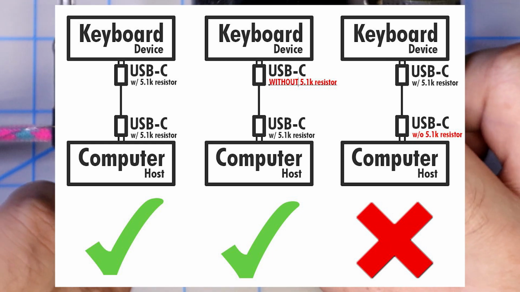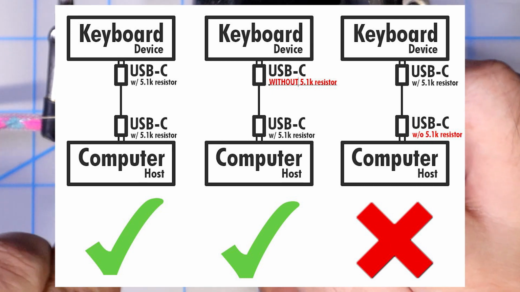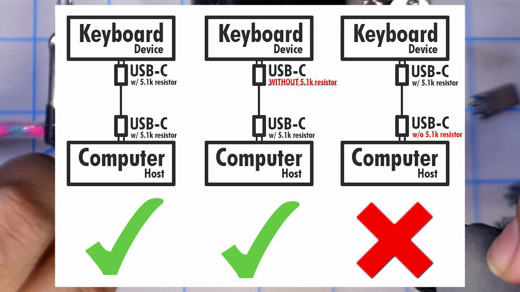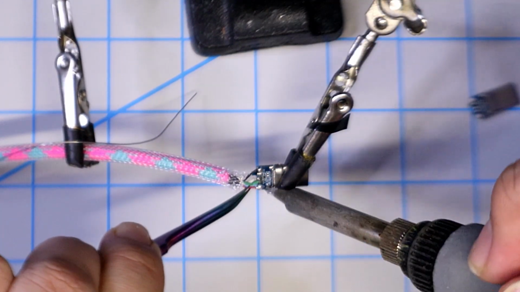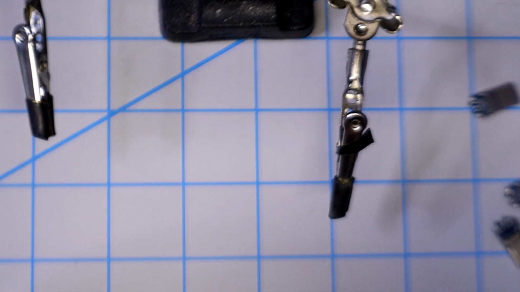In the case that you don't have the resistor on the computer side, it won't detect your connection and your device will not work. And also, without resistor on both sides, it won't work as well. What we see here, I'm going to use the resistor on both sides of the cable to ensure that our connection would work both ways.